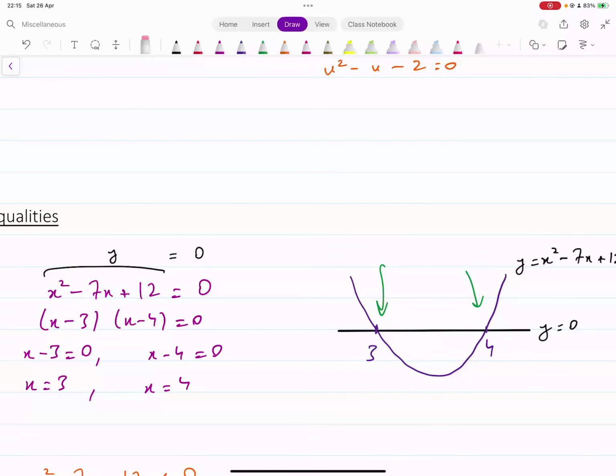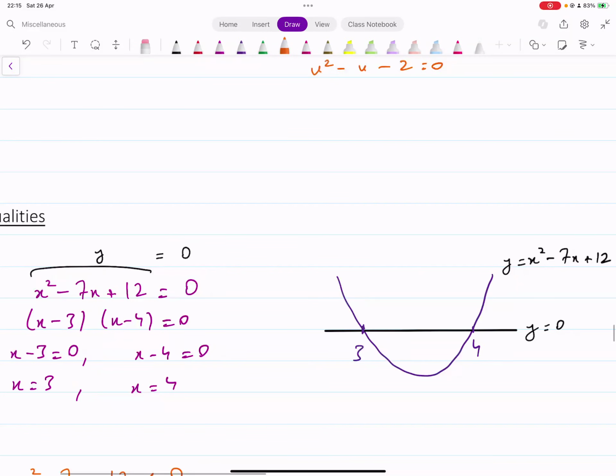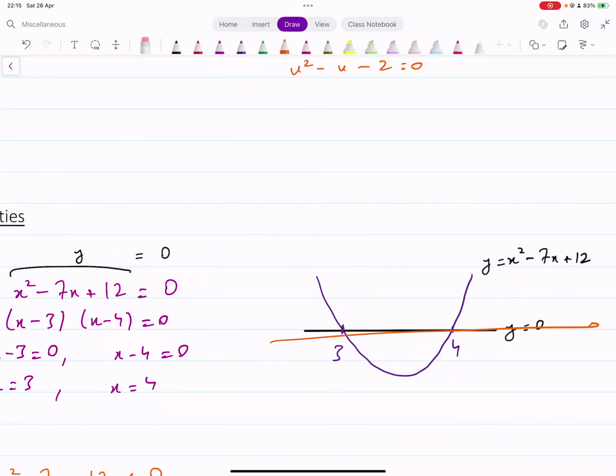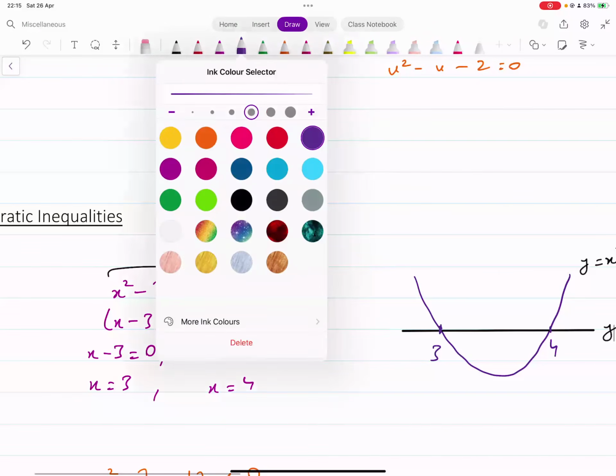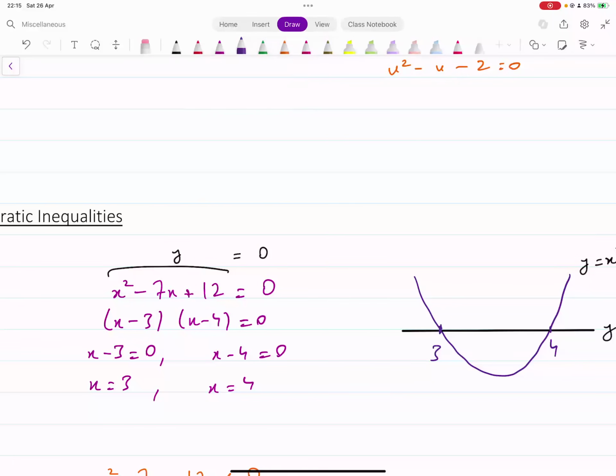Why? Because we've got this function y, and we're saying that is equal to 0. When is y equal to 0? Y is equal to 0 on the x-axis, right? So these solutions represent the x-intercepts of this function. But what if instead of an equation, we have an inequality? For example, if you have something like this less than 0.